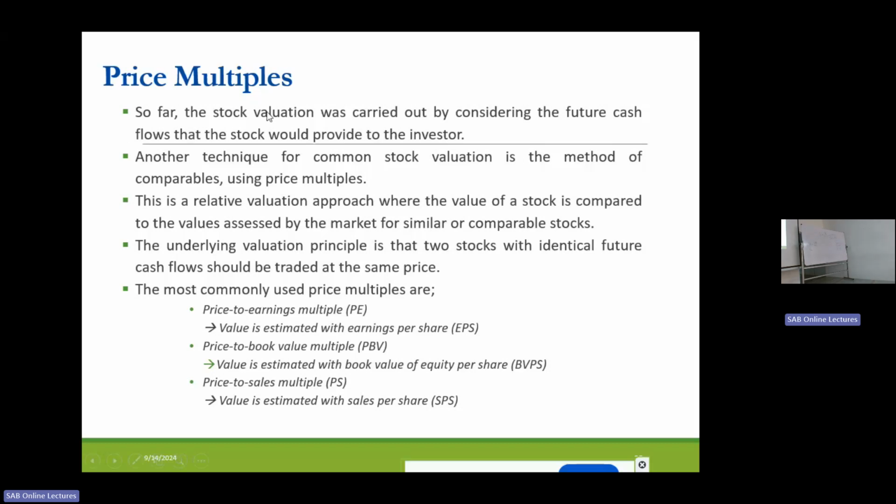This is the most popular one. With it you can quickly calculate the value. With other methods like dividend discounting, it may not be as easy to calculate the value as using the price multiple.